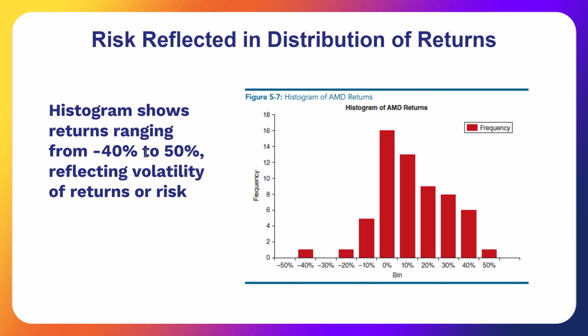The histogram shows returns ranging from -40 to -50, and these are probably monthly returns. The distribution shows how returns have varied over the past 5 years. Note that it really doesn't look like a normal distribution, like a bell shape. It doesn't look like that, and that's true of most individual stocks. However, we may see later that when we move to portfolios, they tend to be more normally distributed.